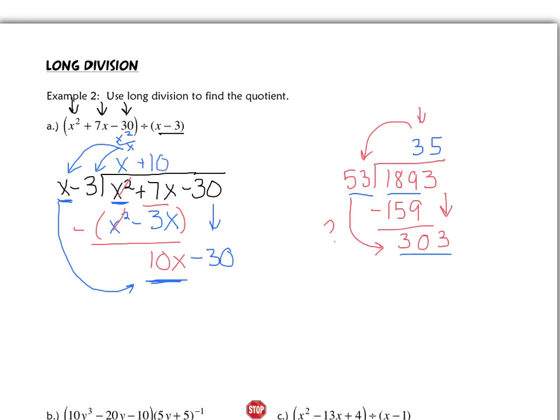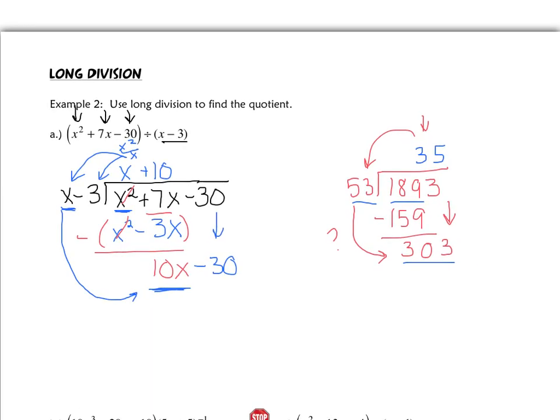Looking back to the number part example, once we get this 5 on top, what you do with that is you take 5 and you multiply it by the divisor 53, which would give us 265. And once we get 265, you subtract it from 303, giving us 38.